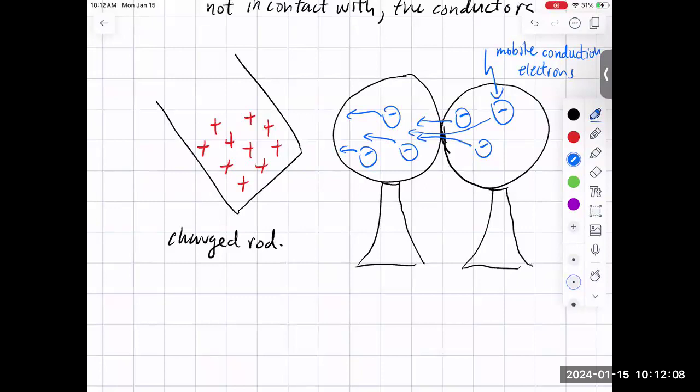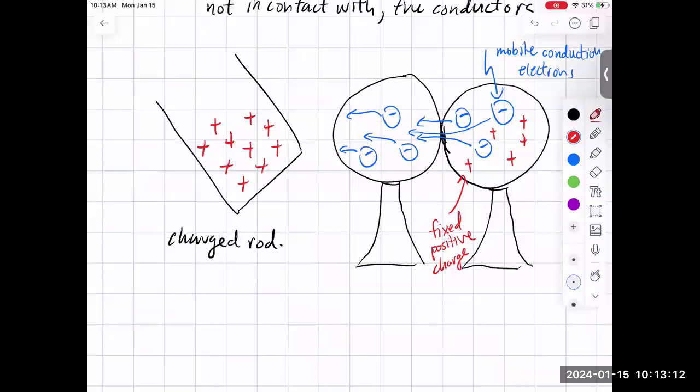Now, these were neutral conductors, so there's just as much positive charge as there is negative charge in them. But the positive part of the charge is stuck in these heavy nuclei, in these atoms, and it can't move around. So what we have is some fixed positive charge over here. So if we have a migration of electrons from the right-hand sphere to the left-hand sphere, that's going to leave a deficit of electrons on the right. Overall, there's been no change to the amount of positive charge, and so if we've lost some electrons, we're left with some positive charge on the right-hand side.